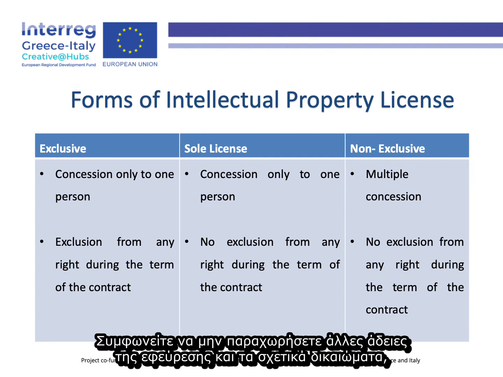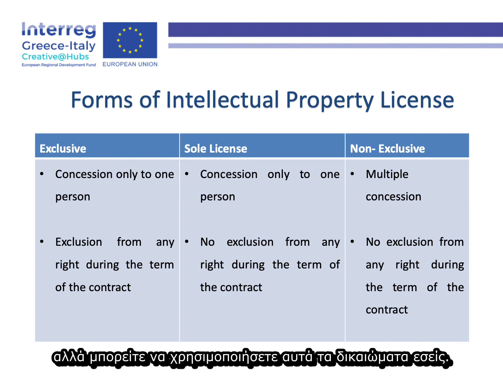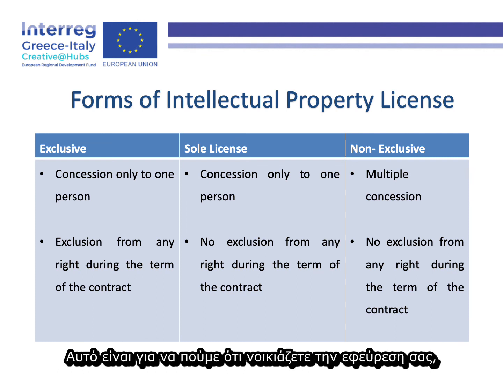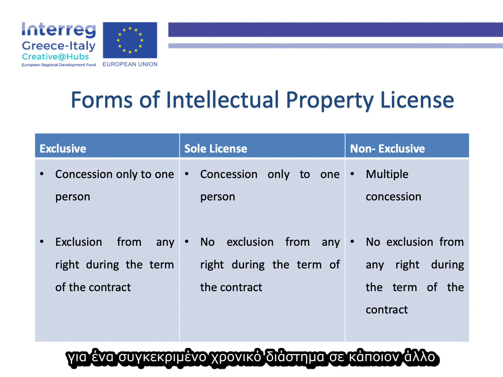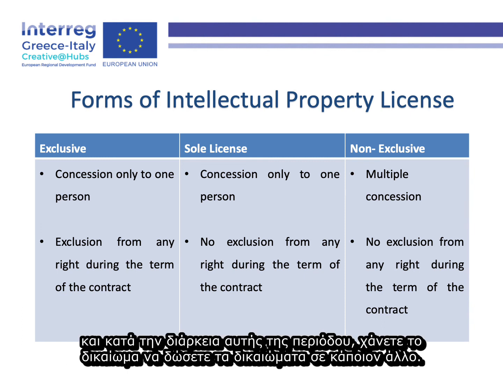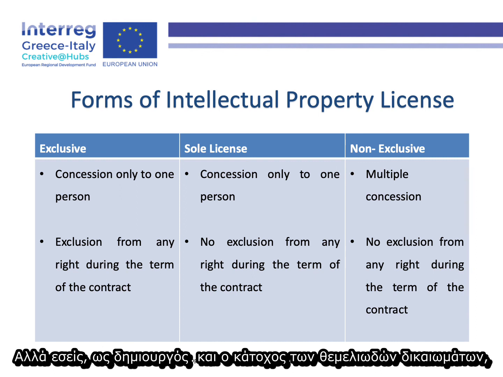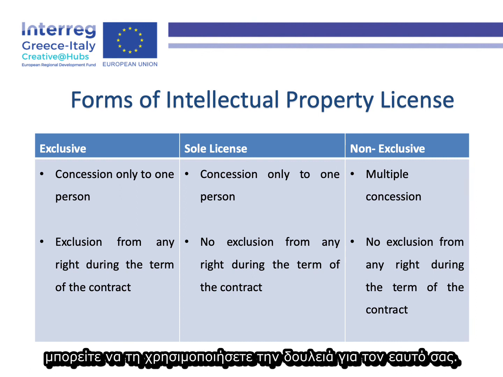Sole license. In this case, you agree not to grant any other licenses of the invention and rights concerned, but you can use such rights yourself. This is to say, that you rent your creation for a certain period of time to someone else, and during this certain period you lose any right to give the rights to anyone else. But you, as the creator and owner of the fundamental rights, can use the work for yourself.